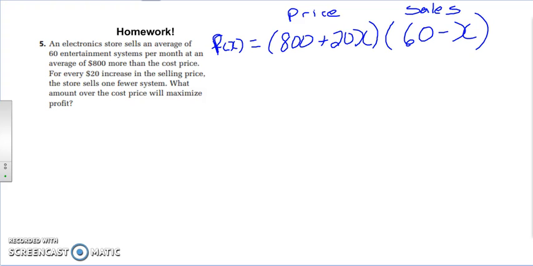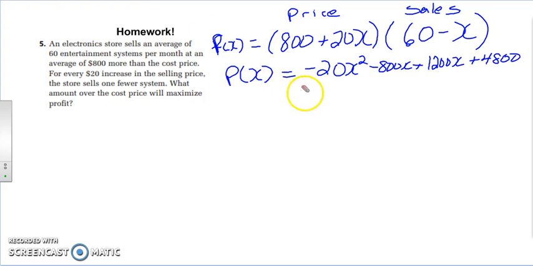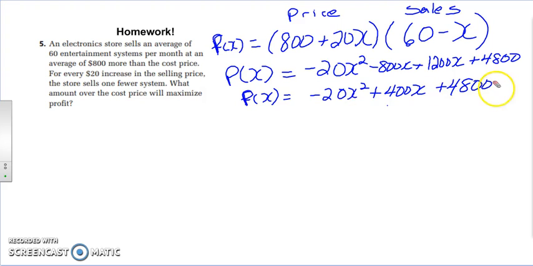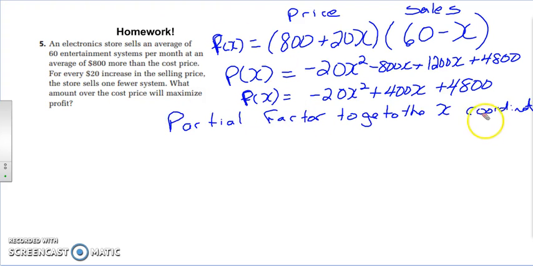So we just distribute this, and we end up with P of x equals negative 20x squared minus 800x plus 1200x plus 4800. Then I can simplify this to negative 20x squared plus 400x plus 4800. I've done this because my intention is to solve this problem by going directly to the vertex by way of partial factoring. So I'm going to partial factor this quadratic, and that's going to give me the x-coordinate of the vertex.